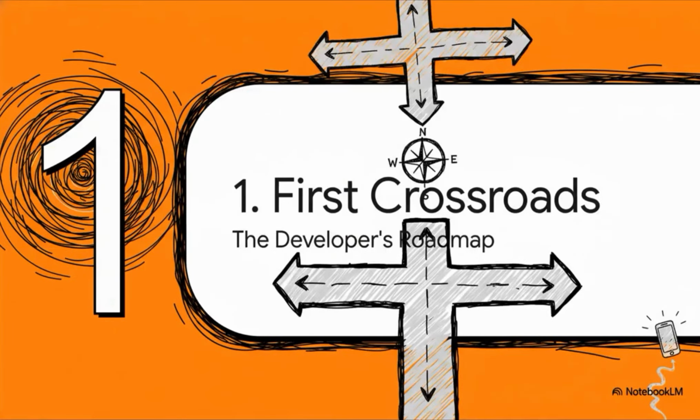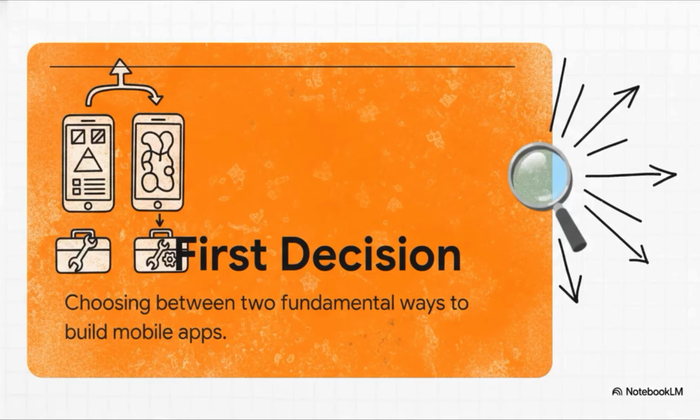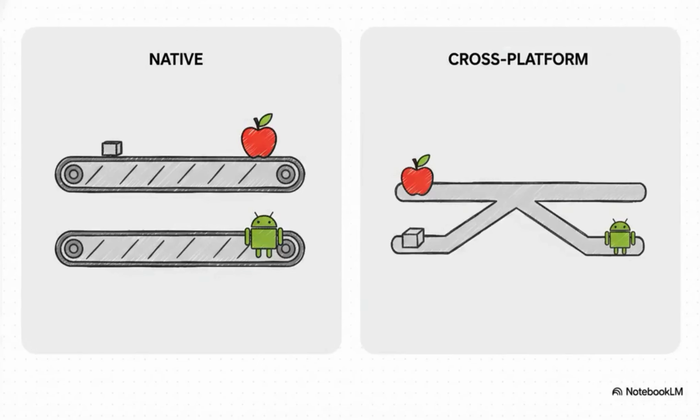Okay, so our journey starts at the very first major crossroads. This is a big one. It's a fundamental choice that's going to shape everything you learn from here on out. Let's break it down. And that decision really comes down to how you want to build your apps. There are basically two main approaches, and the one you pick determines all the tech you're going to need to learn.